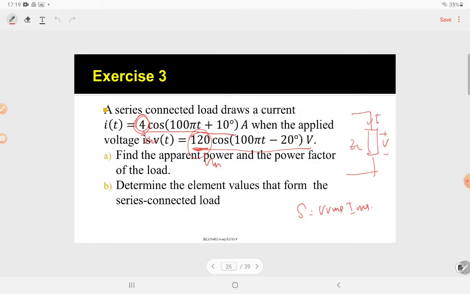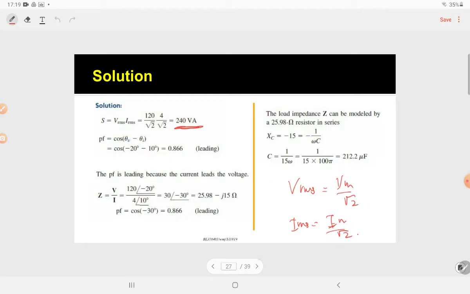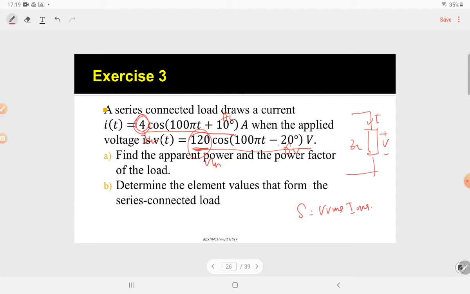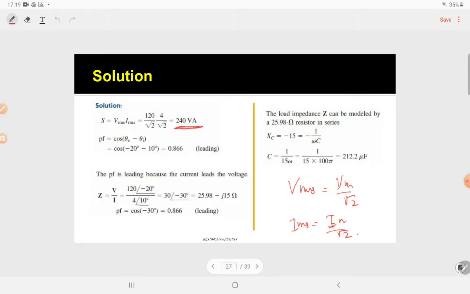So this is theta I, and this is theta V. So theta V minus theta I, which is negative 20 minus positive, minus 10. So you got cos of negative 20 minus 10, negative 30, equal to 0.88. Please use your calculator to calculate this.